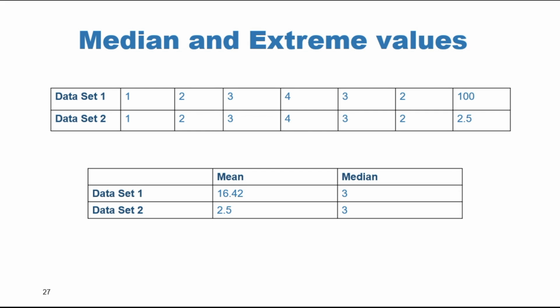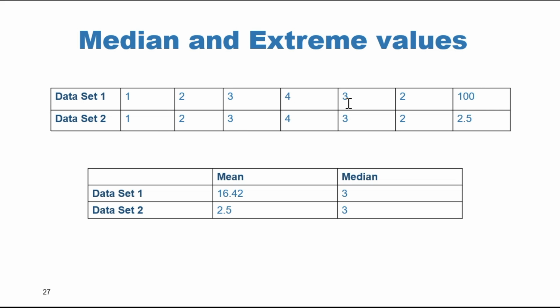Like here, again, if we pick up the same data set we used in case of mean. Okay, so in this data set, the mean value is 16.42 for the first data set, data set 1, and median is 3. And for data set 2, the mean is 2.5 and median is 3. Okay, so what is the difference between data set 1 and data set 2? In data set 2, there is no outlier. So in this case, mean is a better representative.